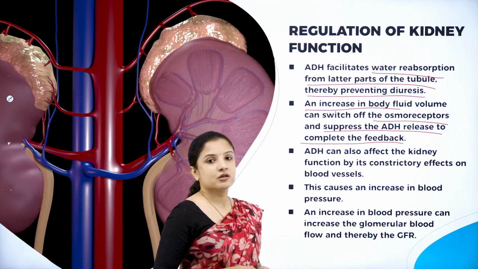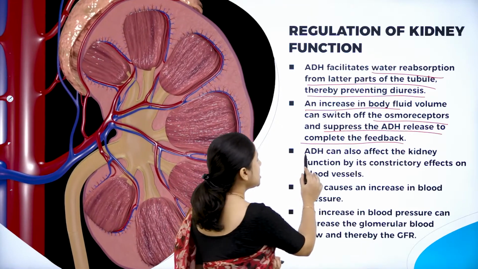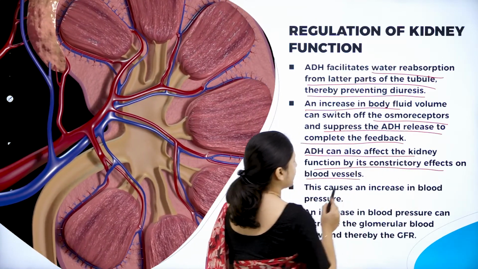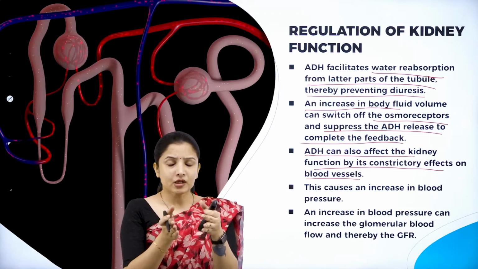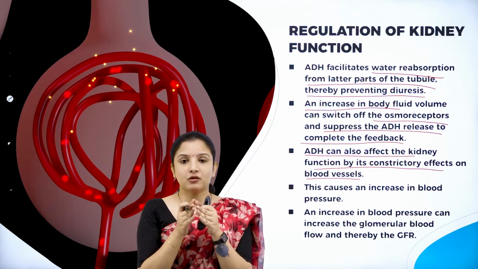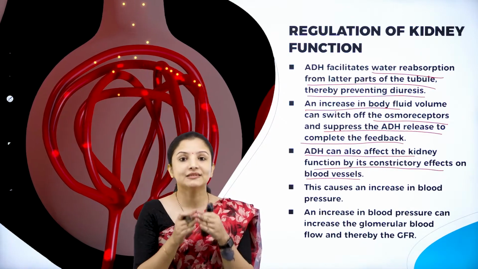And ADH can also affect the kidney function by its constricting effects on the blood vessels. So here, it will constrict the blood vessels. When it constricts the blood vessels, it will make them narrow.